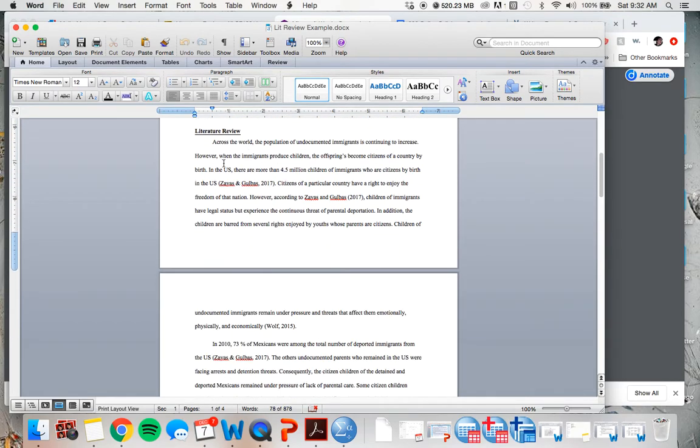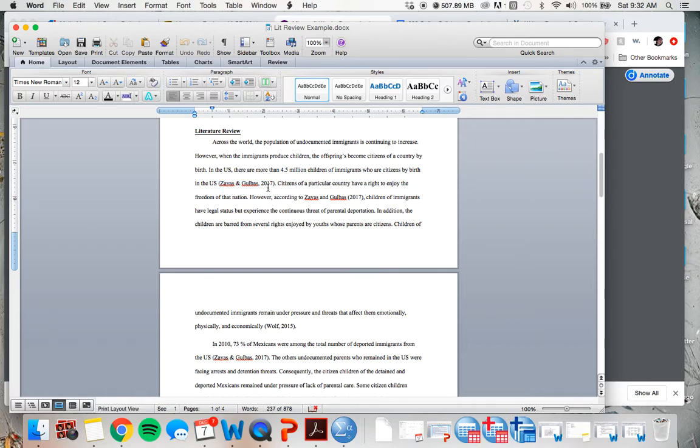Now, the important part is to look at how she structures this literature review, right? So she has some sentences of her own, and then she says, "In the U.S., there are more than 4.5 million children of immigrants who are citizens by birth in the U.S." And then she gives the citation there. She doesn't know this off the top of her head, right? No one's born knowing this knowledge. You got this knowledge from someone else. She's citing where she got that knowledge from.